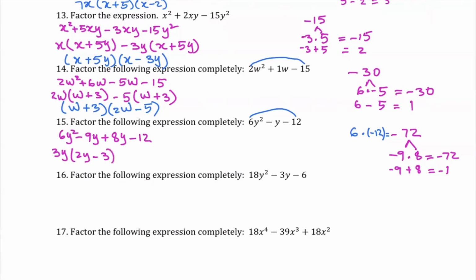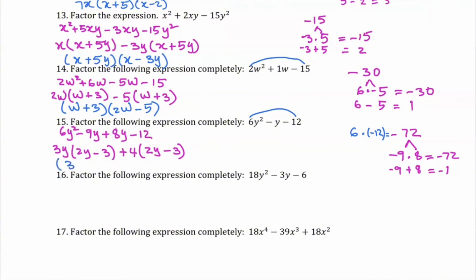The second group, GCF would be positive 4. So 2y minus 3. 2y minus 3 is the common factor for both groups. So we can factor the 2y minus 3 out. What's left is 3y plus 4. So that completes the factoring. Move on to the next one.